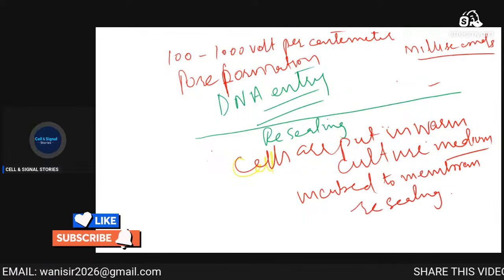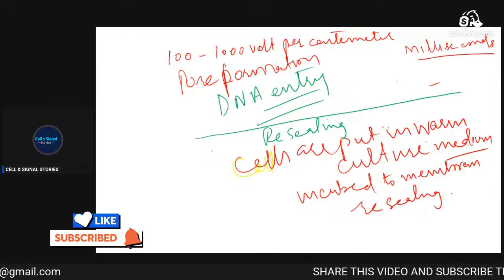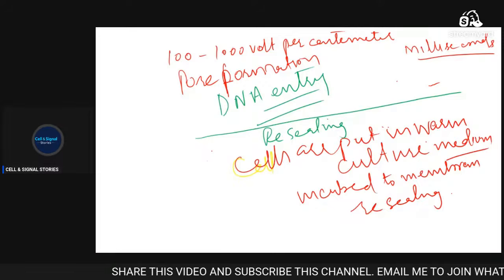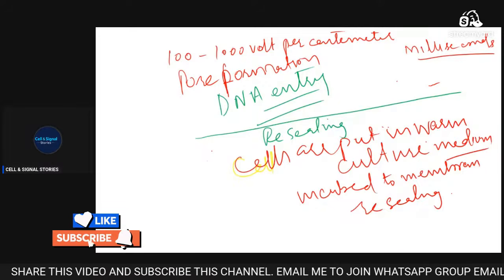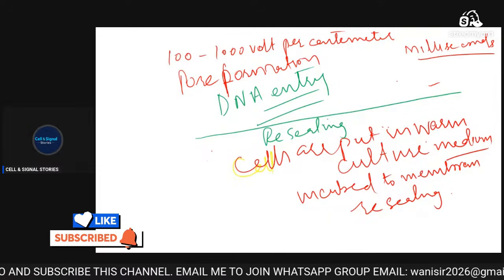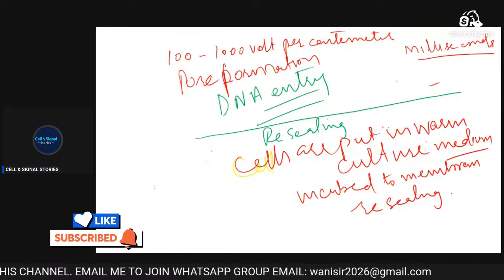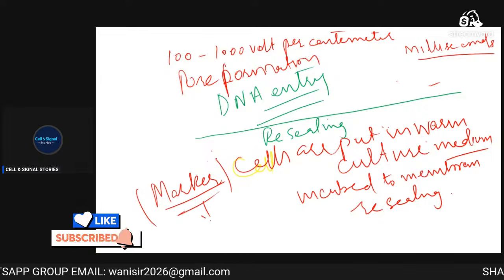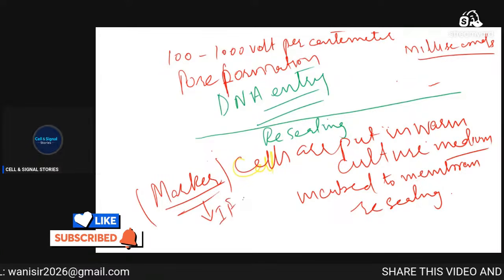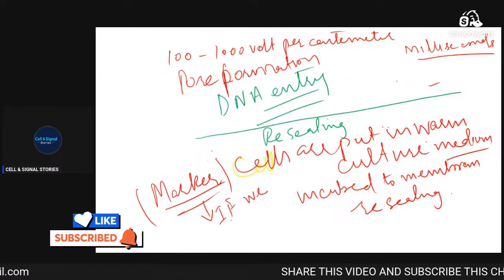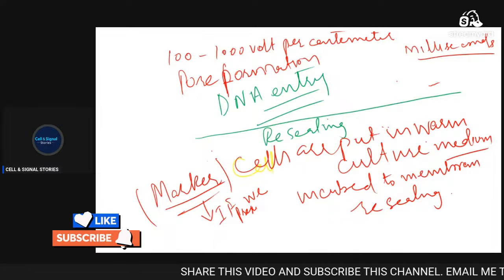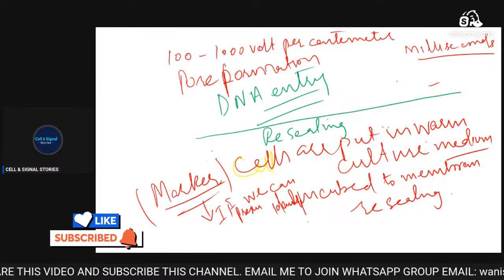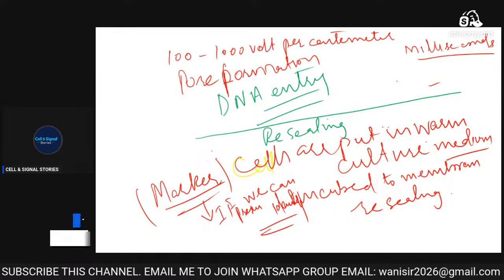After the pulse, the mixture is diluted in the warm culture, and we get the cells which have resealed. If the plasmid contains a selectable marker, such as antibiotic resistance, the cells are plated on selective medium to identify the successfully transformed ones. So the marker is important; if the marker is present, we can identify them. The marker is very important in all these processes.